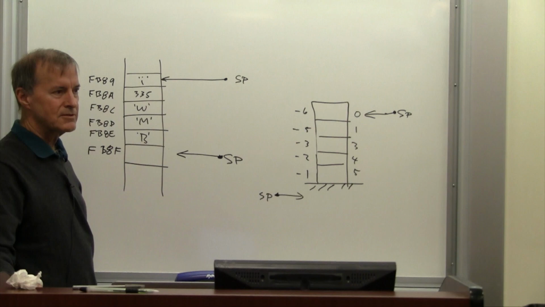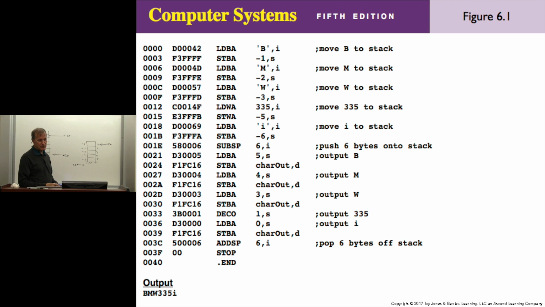Are we good? So now, do you see then that what's the next instruction after the sub-SP 6? Load byte accumulator what? 5 using what? Stack relative. So what does that do? That takes the B here and puts it in the accumulator. And then what? Store byte accumulator to the output, the memory mapped I/O to the char out. Does everybody see? So that's B, and then it'll take the M.